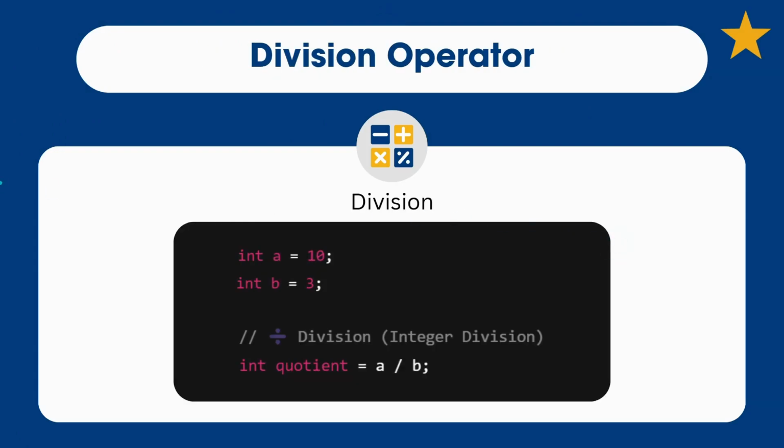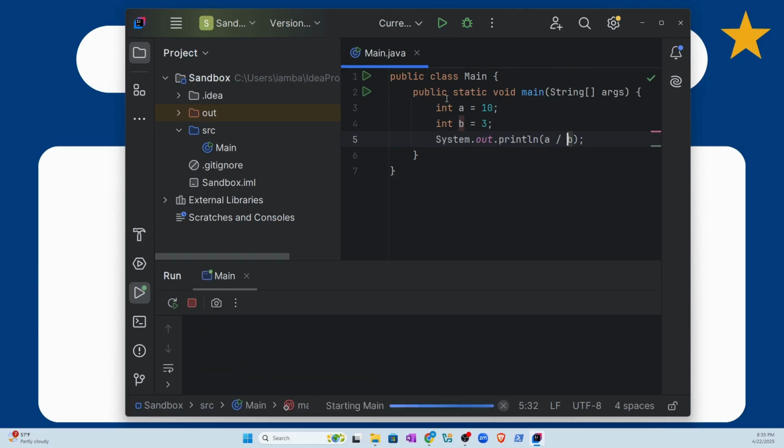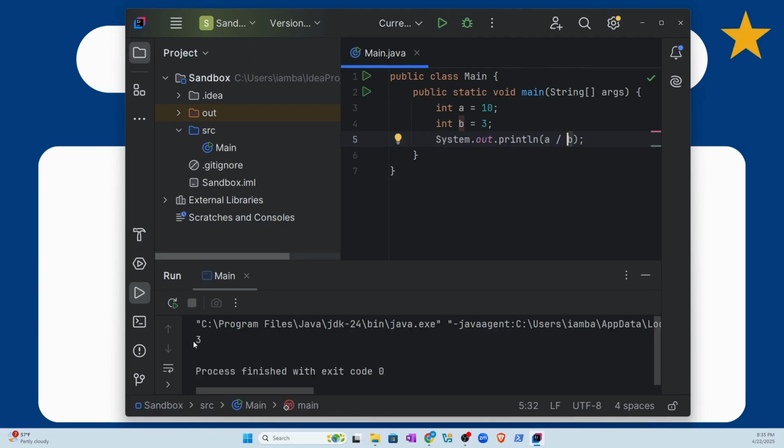Division operator, let's check that one out. So a divided by b. So we're going to do a divided by b. So 10 divided by 3, well, that should be 3.3333. Infinite number of 3's, right? A repeating 3. Let's see what we get. We actually only get 3 here. Now, why does that happen? Well, it's because we're dividing integers.